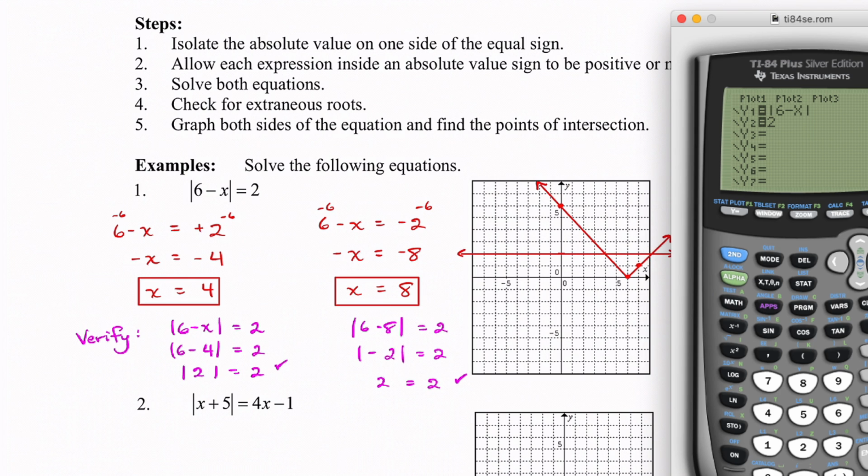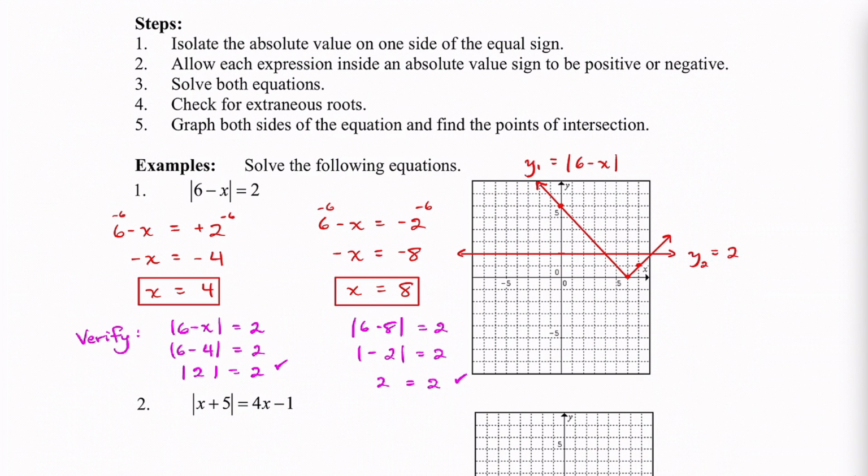And then once you have your graphs on there, usually it's a good idea to label them so that you can distinguish them. This one is, we called y2, and then this one was the absolute value function. That was 6 minus the absolute value of x. So that one is done. We can move on to number 2 here next.